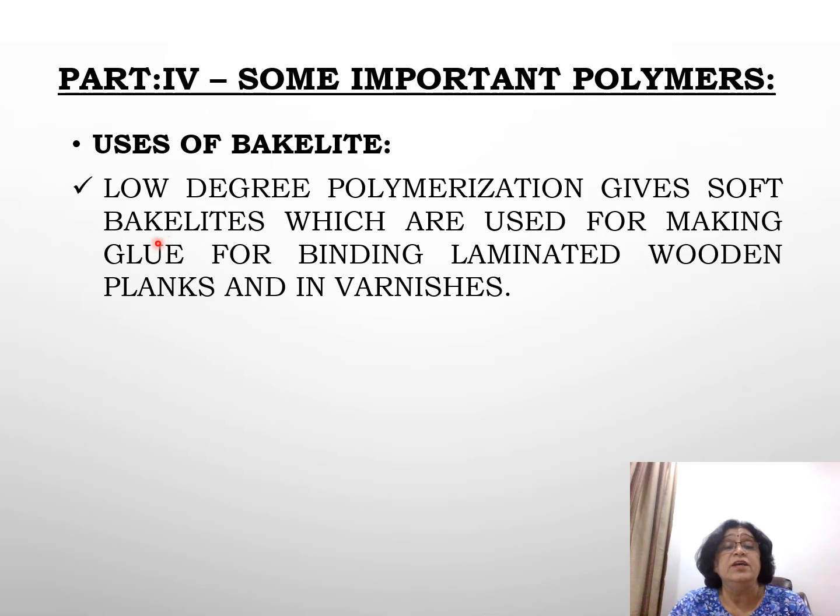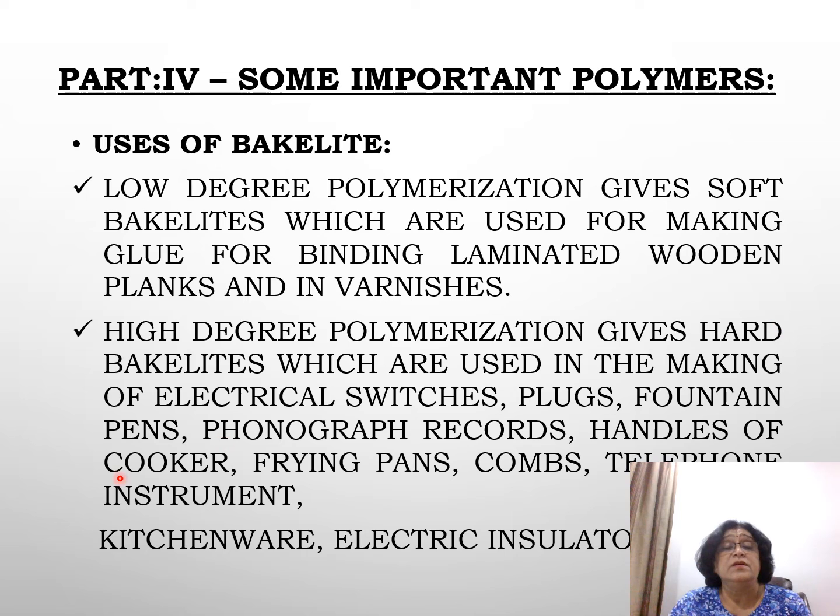What are the uses of bakelite? Low degree polymerization gives soft bakelites, and these soft bakelites are used for making glue, for binding laminated wooden planks, and in varnishes. High degree of polymerization gives a hard structure, which is used for making electrical switches, plugs, fountain pens, phonograph records, handles of cookers, frying pans, combs, telephone instruments, kitchenware, and electric insulators. So that is all made up of bakelite. If it is low degree polymerization, then it is used for making glue. But if it is high degree polymerization, then electrical switches, plugs, fountain pens, and all hard substances are made.